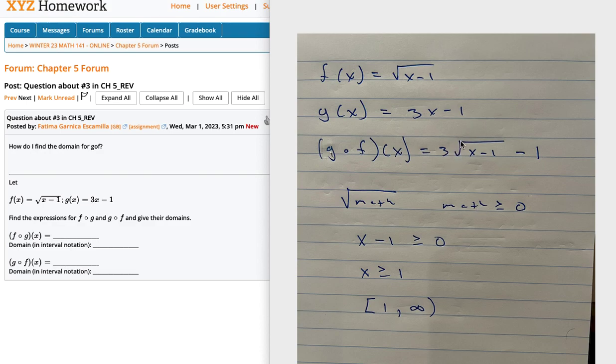So anytime you see a root problem, if it's an even root, you just take whatever's under here, set it greater than or equal to 0, and solve. So here I took the x minus 1, moved it over, and then there's my interval notation. Didn't ask this question, but I'll answer it anyhow.